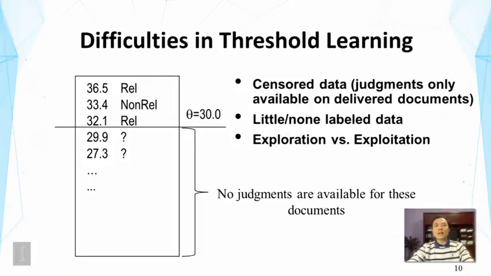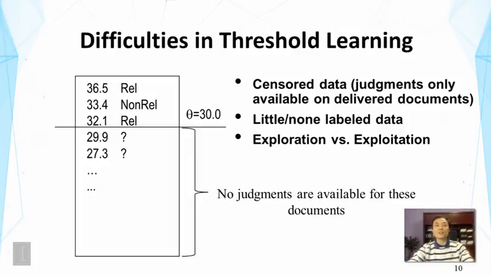Now, there are some interesting challenges in threshold learning in the filtering problem. So here I show the historical data that you can collect in a filtering system. So you can see the scores and the status of relevance. So the first one has a score of 36.5 and it's relevant. The second one is non-relevant, etc.